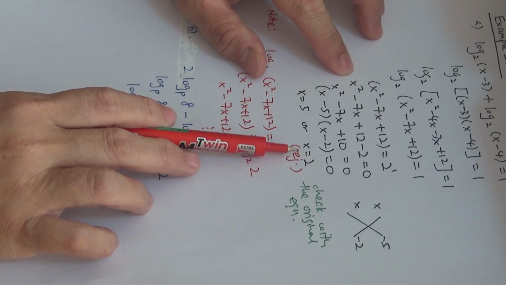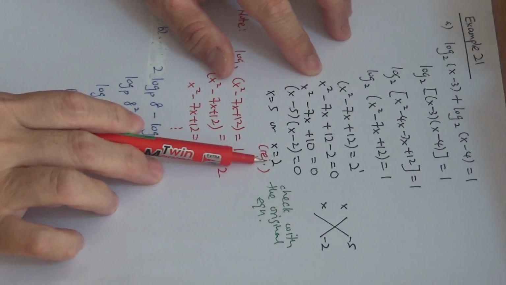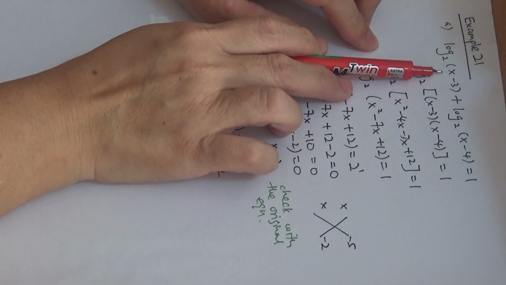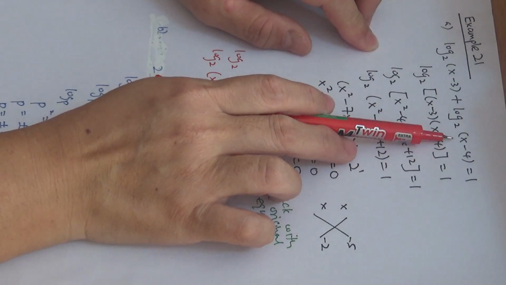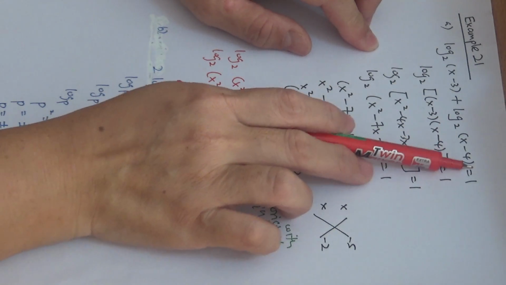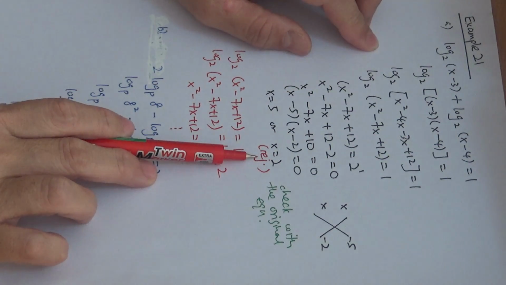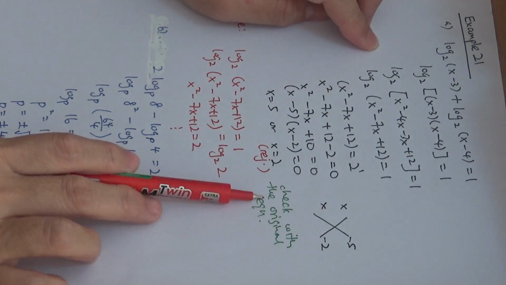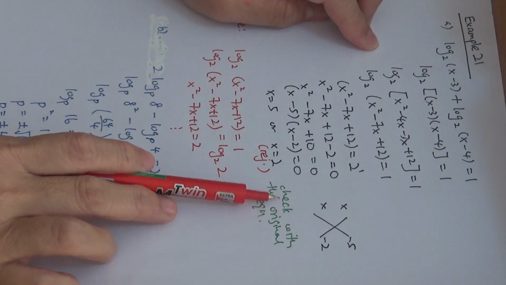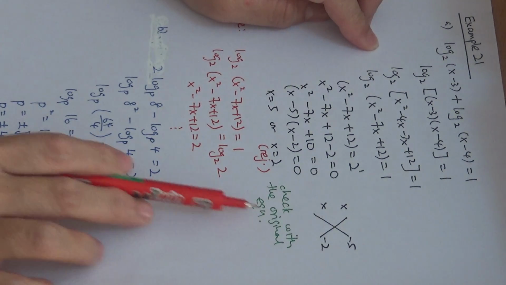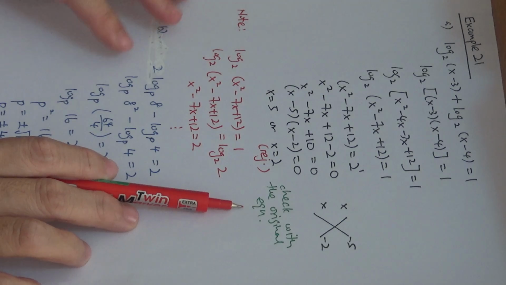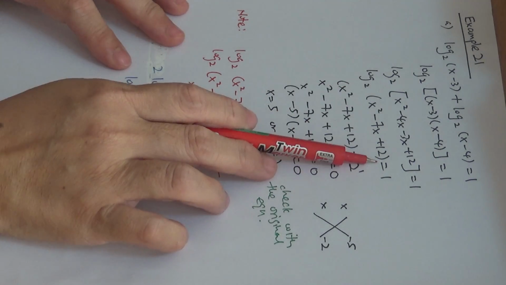Now why is x equal to 2 rejected? Because when I substitute 2 here, I will get a negative value. I'll substitute 2 here, I get a negative value. So 2 is rejected. Now you must check with the original equation. Okay, now note, there's another way to do this.